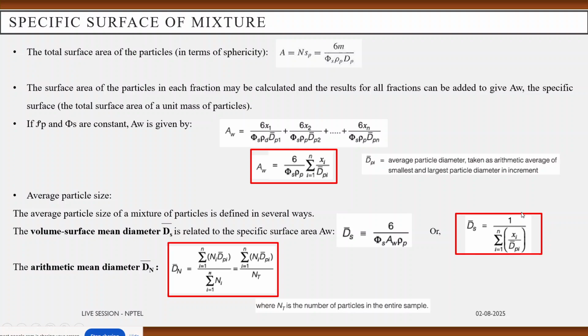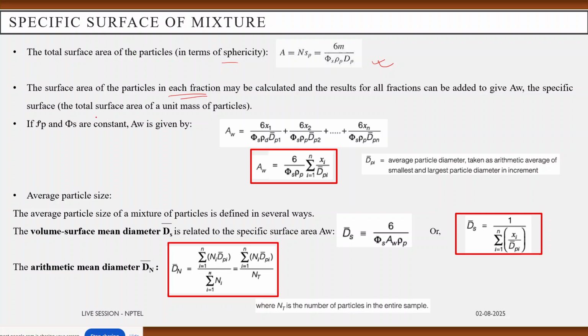So in the next part, as we have already discussed how to calculate the total surface area of the particle in terms of the sphericity. This equation we discussed in the first slide. Now we will move on to how to calculate the specific surface area for the mixture. The surface area of the particles in each fraction from the screening may be calculated, and those results can be added up to give you the specific surface for the sample.